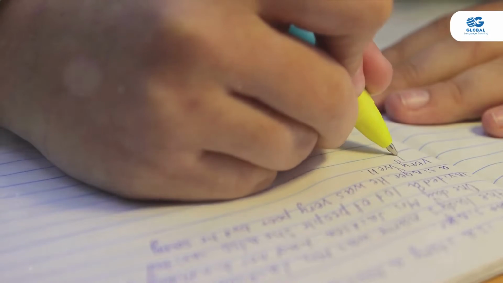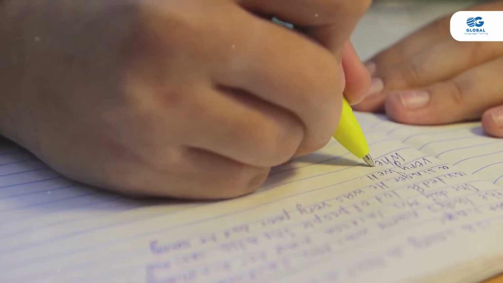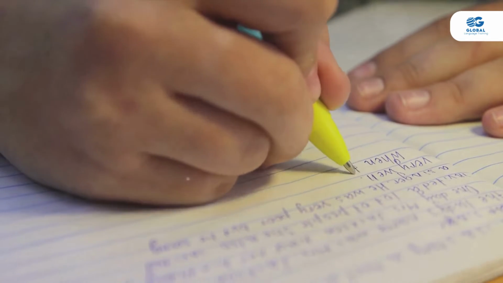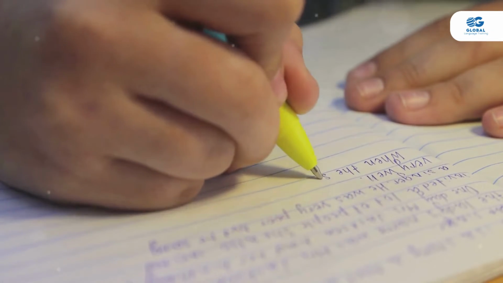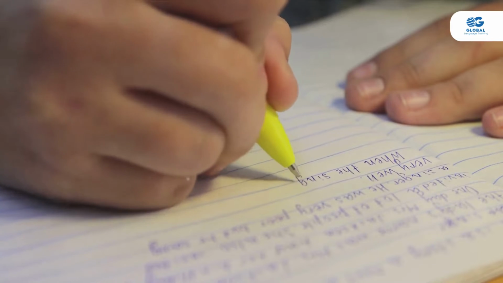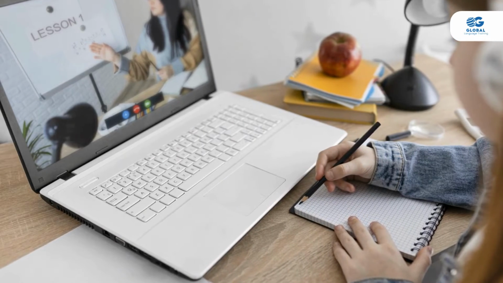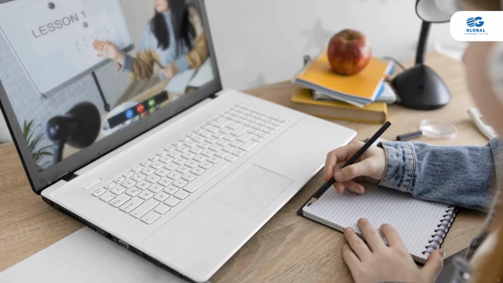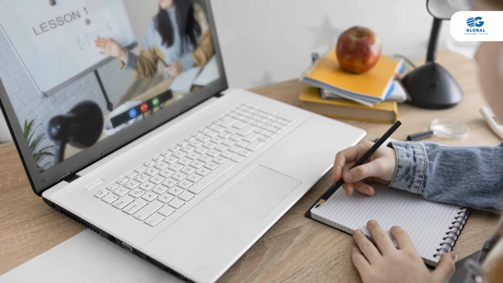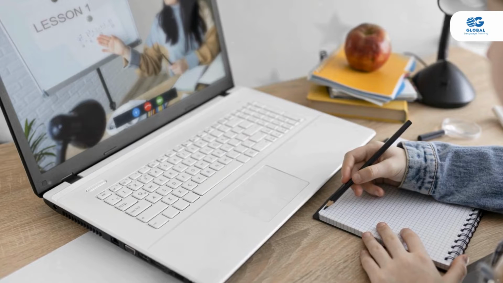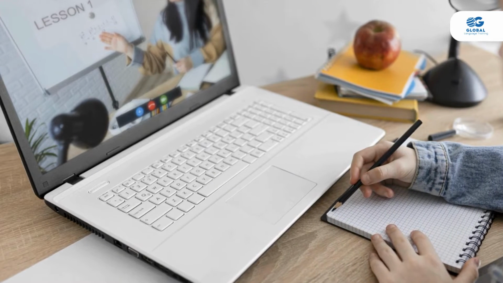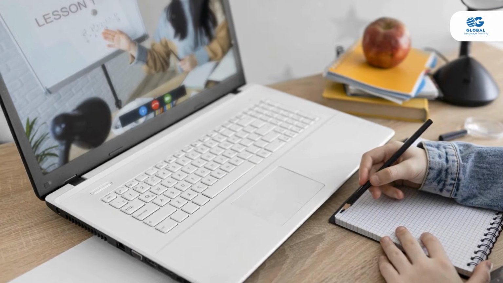Next up is the presentation phase. Here's where we introduce the grammar point through the context. We explain that the present perfect tense is used to describe actions that happened in the past, but have a connection to the present. We can use examples from the story to illustrate this. "They have visited many countries" means they went to these places in the past, but the experience is still relevant now.